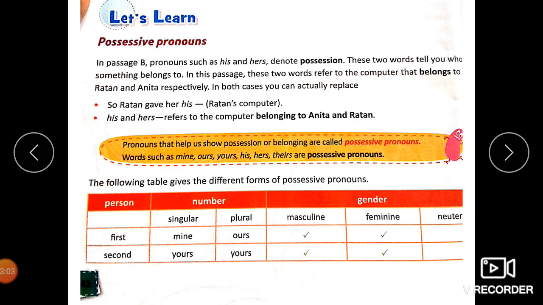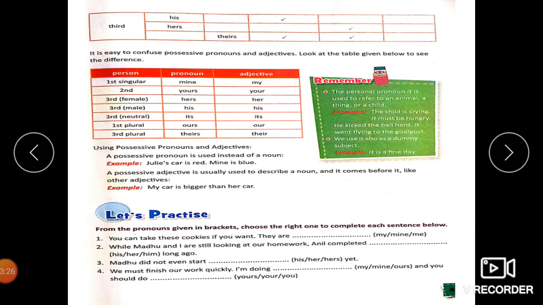Some more examples. Say, that red car is ours. Ours is again here a possessive pronoun, and what is the thing that the sentence indicates about possession or belongingness? It is the car. This black bag I think is yours. Yours is again a possessive pronoun. Then say one more sentence. This toy is mine, but that is hers. Hers is again used here as a possessive pronoun. So, this is how we use the possessive pronouns in a sentence.